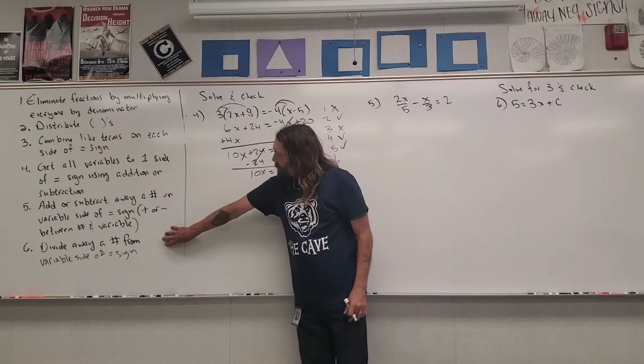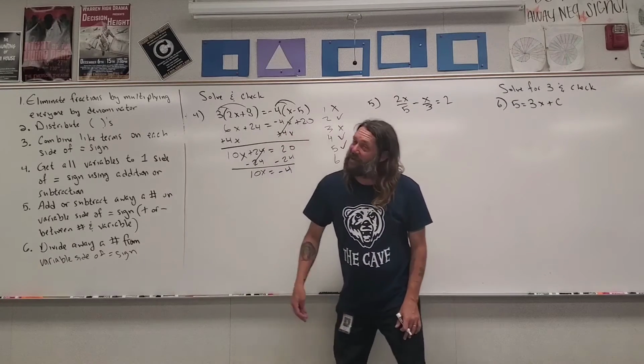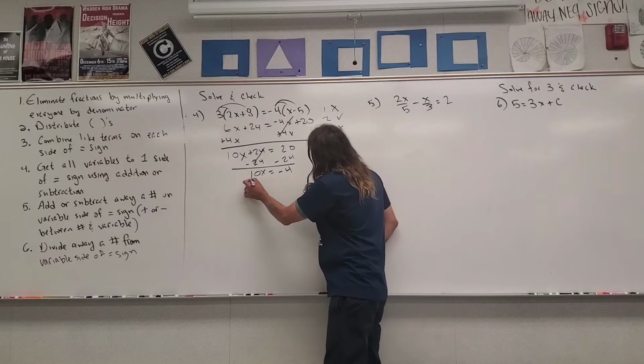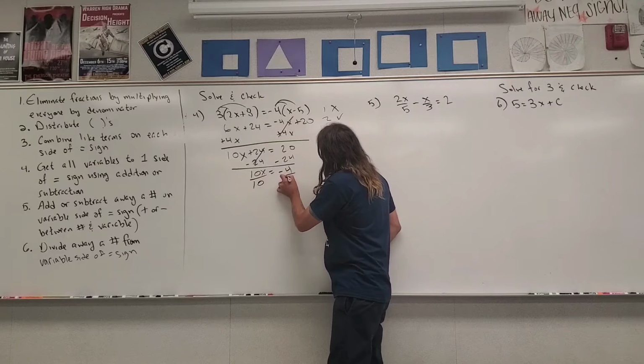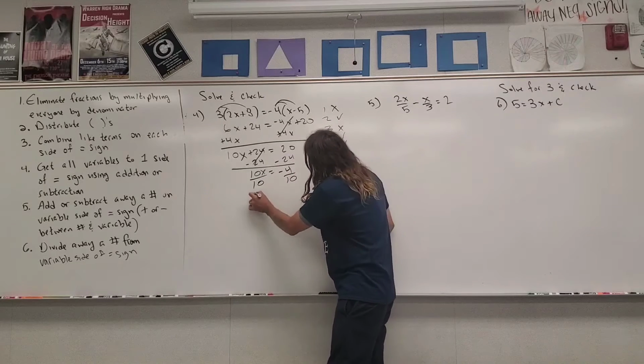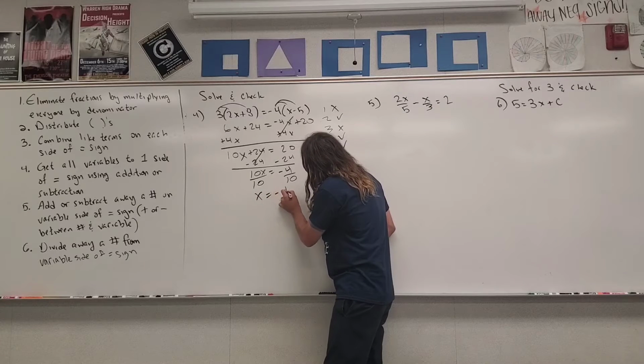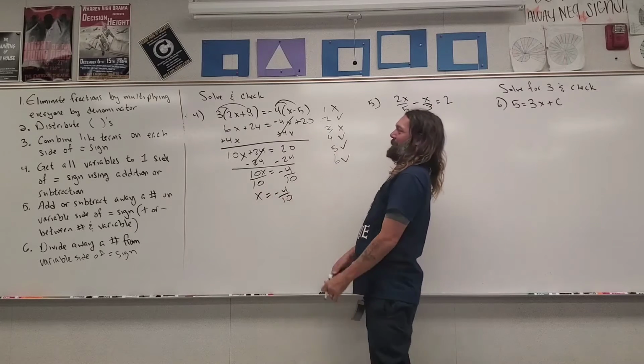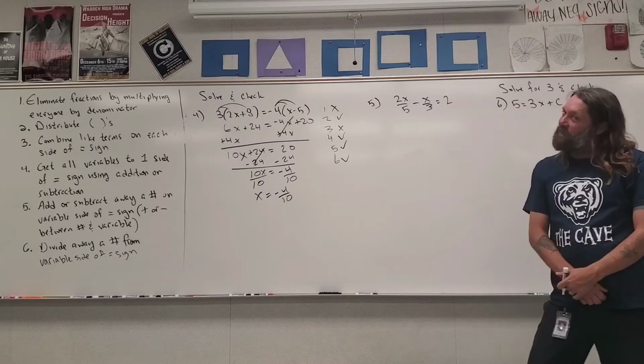Can I divide away a number from the variable side of the equal sign? Yes, I can. So I'm going to divide both sides by 10. And I get x is equal to minus 4 over 10. So I have solved it because x is by itself.